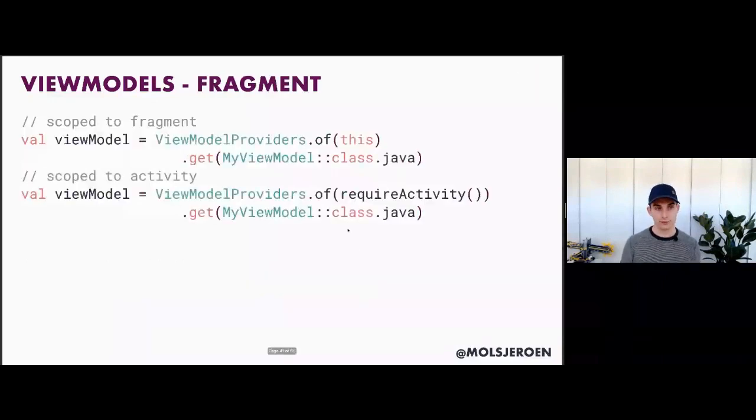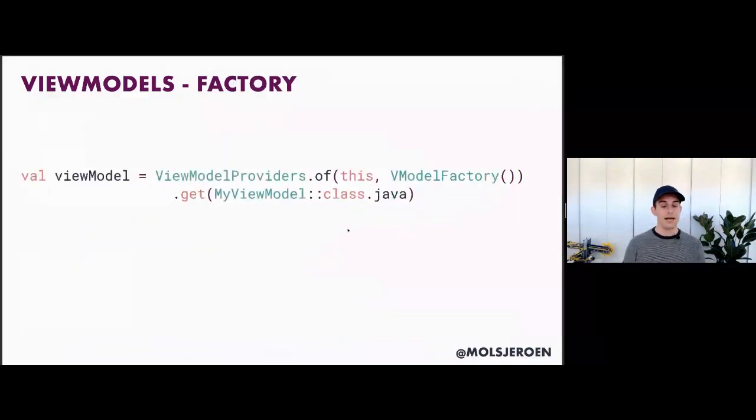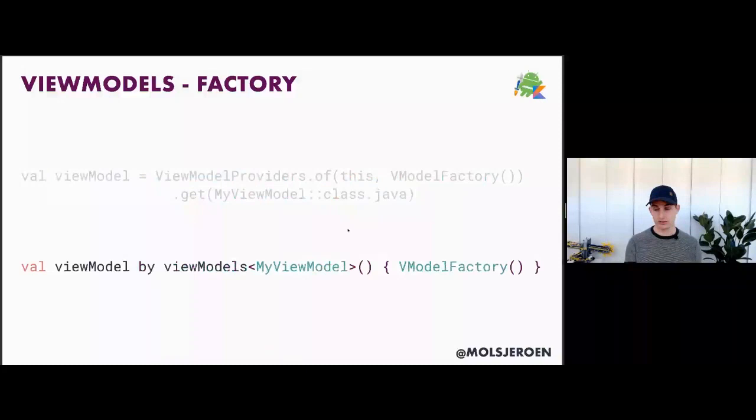If you're doing it in a fragment, though, you need to decide whether you want to attach the ViewModel to the fragment or to the activity. And that you can actually also do in a more natural way by saying by viewModels, then your ViewModel is attached to the fragment. But if you say by activityViewModels, then your ViewModel will be attached to the activity. And if you want to provide a custom factory to create your ViewModel, of course, that's also supported. And then you just have to provide a lambda to the delegate property.